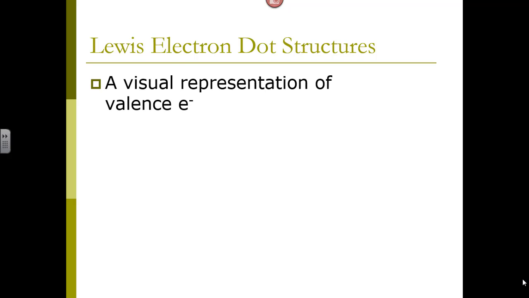It's just a visual representation, or a picture, of the valence electrons of an atom. So we need to remember from last semester how to find valence electrons based on the electron configuration or based on where that element is on the periodic table.